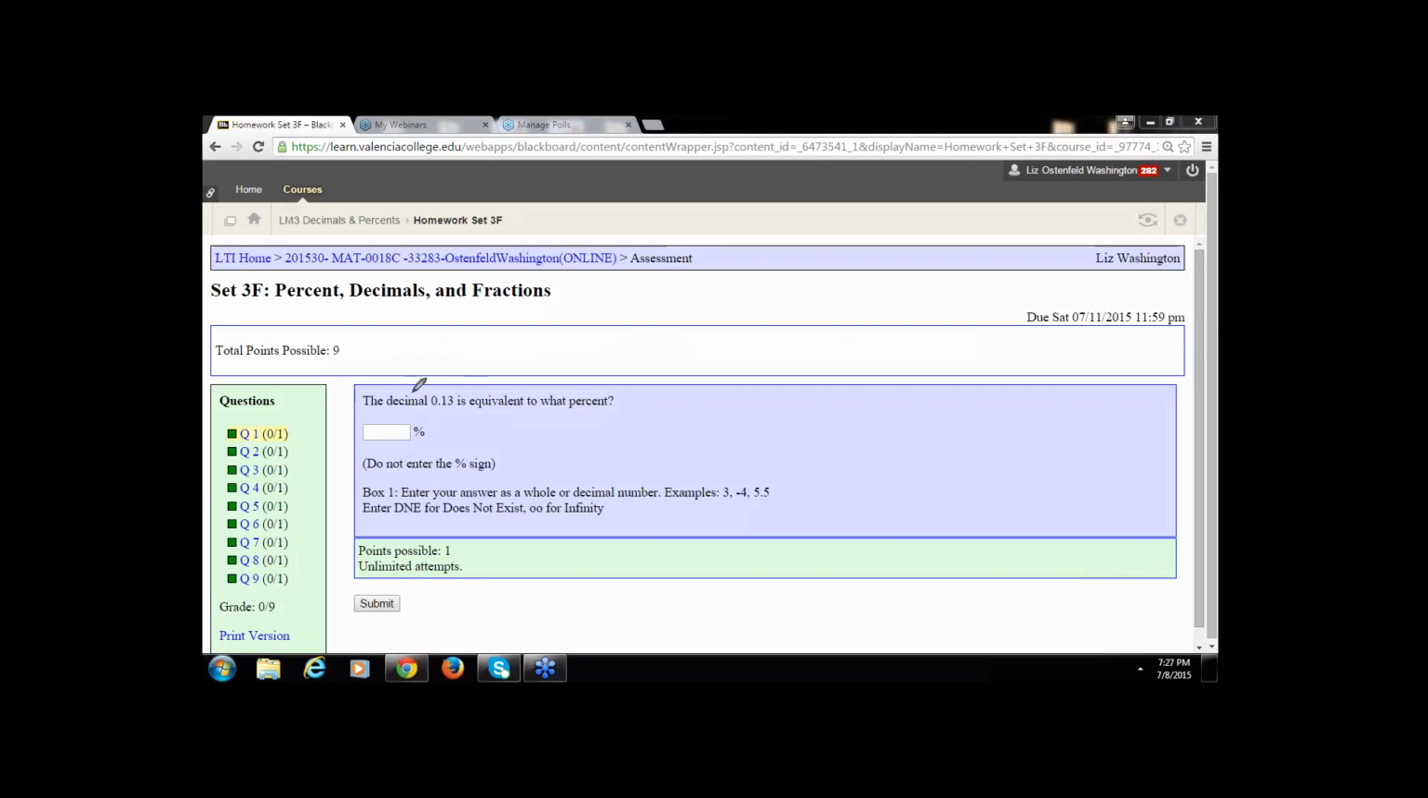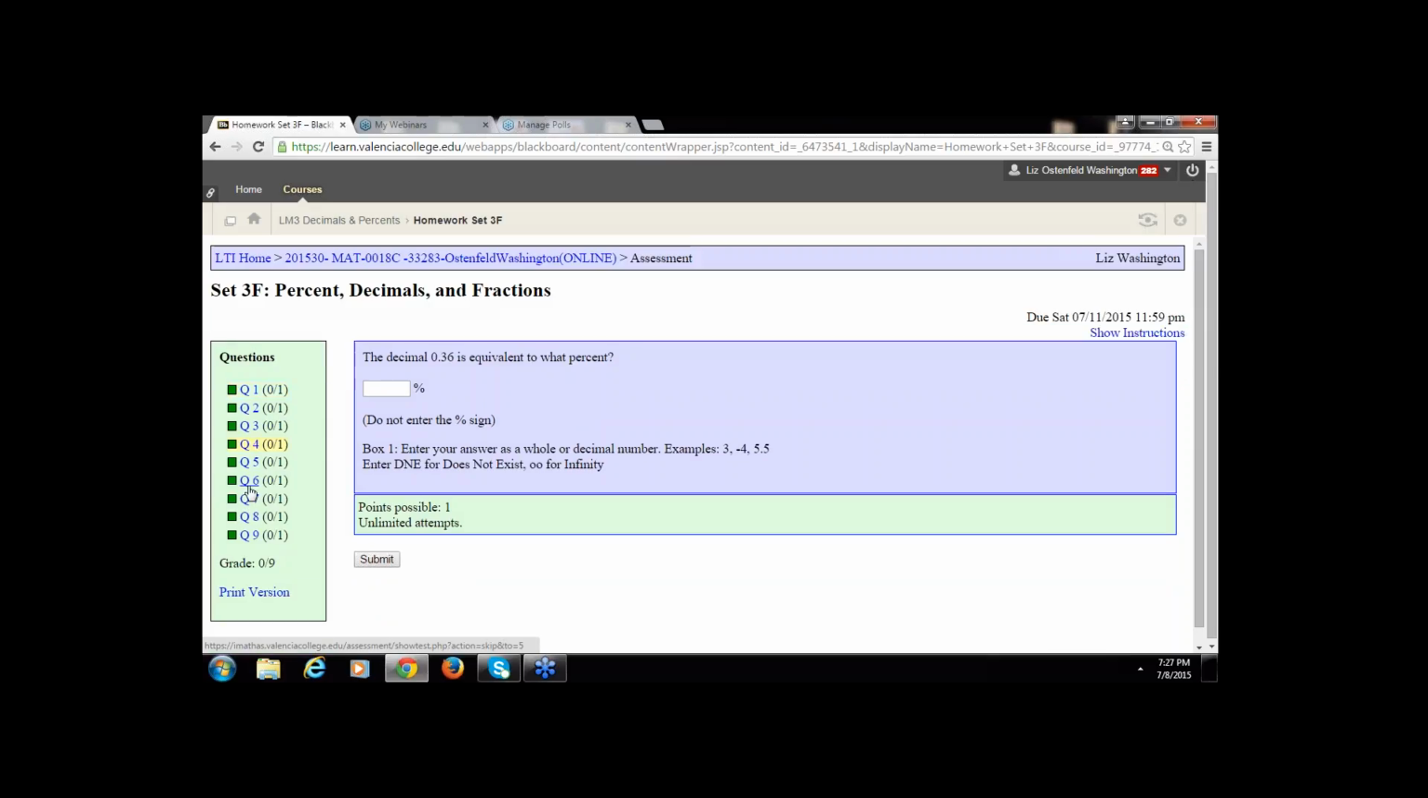So here we have the decimal 0.13, and they want us to convert it to a percent. The easy thing about going from decimals to percents is all you're going to do is move the decimal 2 times to your right. So 0.13 is really just going to be 13%. Same thing here. I have 0.36. I want to write it as a percent. I'm going to move twice to my right, so that's going to give me 36%.